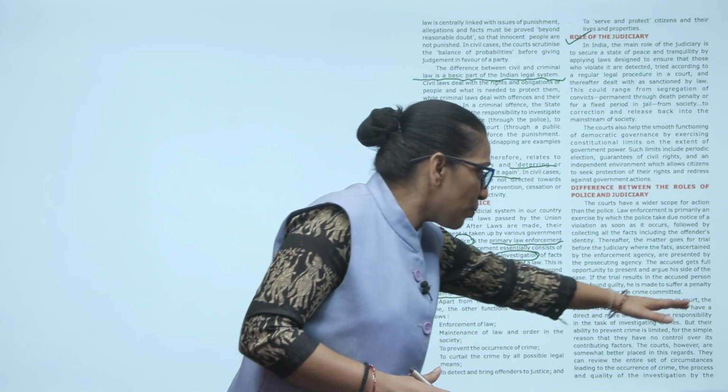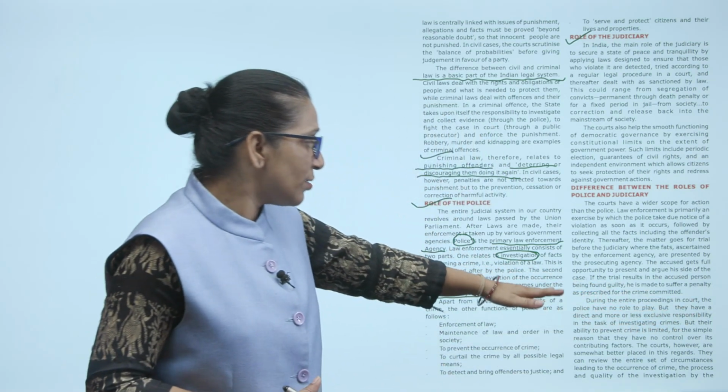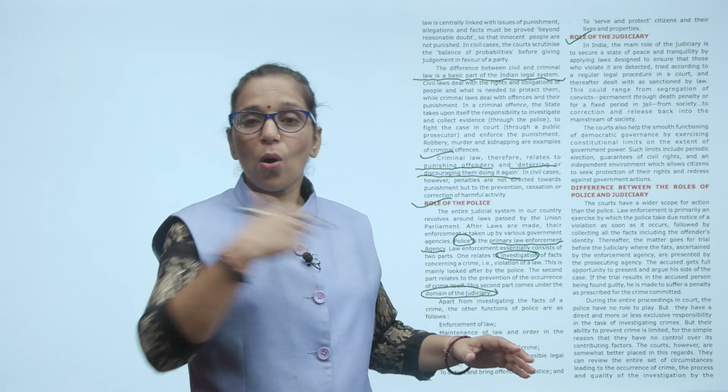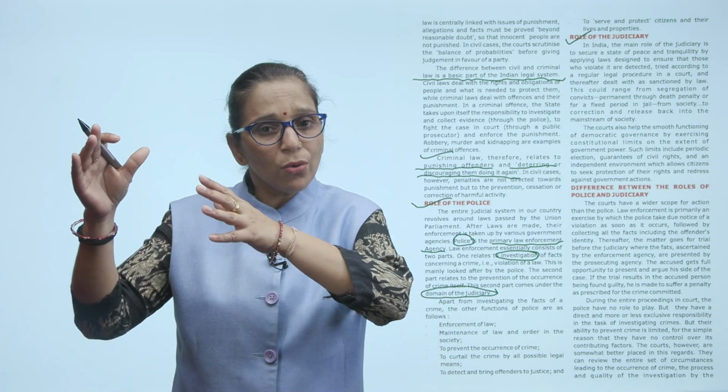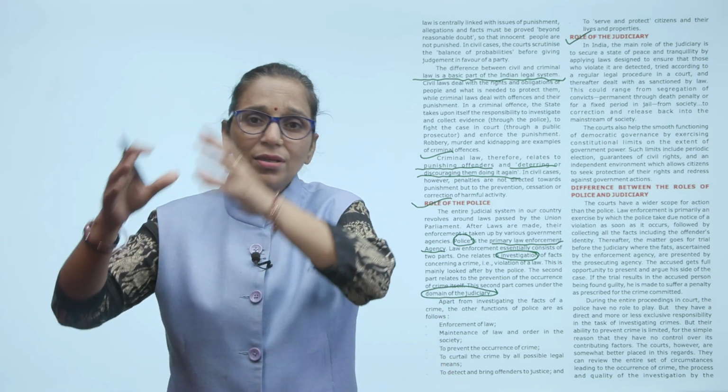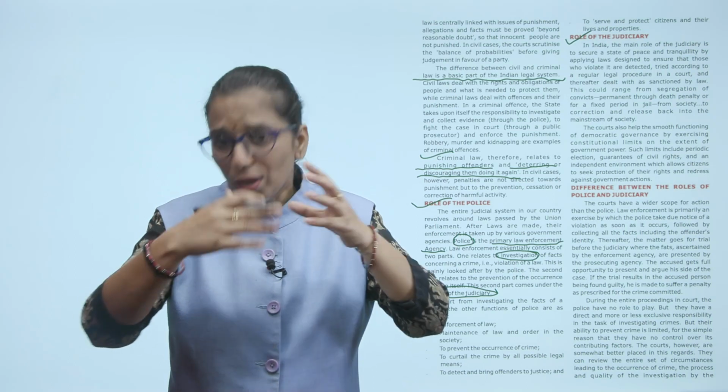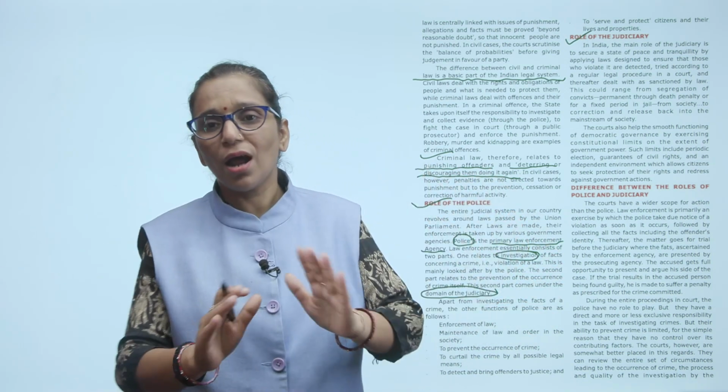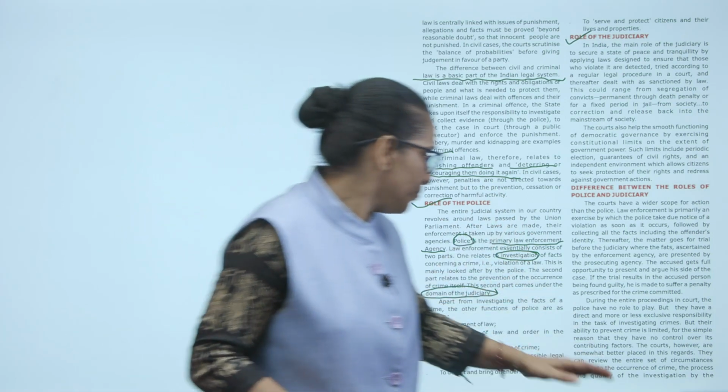During the entire proceeding in the court, the police have no role to play, because the bench of judges is playing the role. Police have a role to collect evidence, to catch the culprit, and present him in front of the court. After that, all the procedure is in the hands of the court.